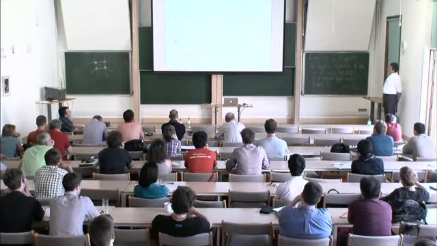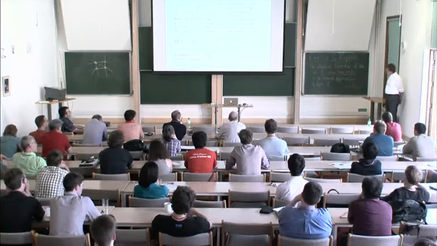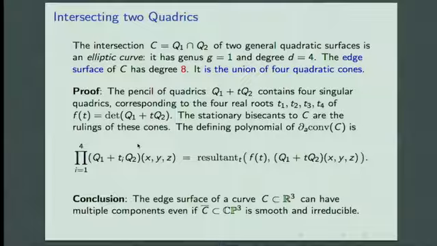Now, the red number is 8. The edge surface has degree 8. And this is an interesting example because even for a general such curve, the edge surface will always be reducible. It will be the union of 4 quadratic cones. And here's a little proof of how you calculate that by resultant calculation. So the moral is that even if you have a curve that's general and smooth and irreducible, the edge surface might have multiple components. This is what happens for the genus 1 quartic curve.